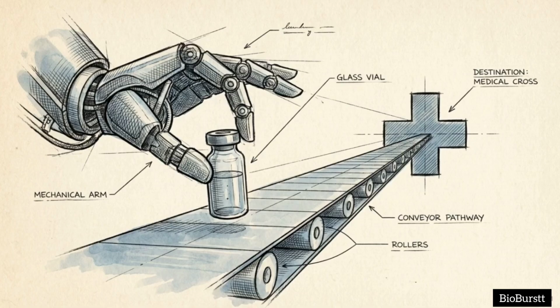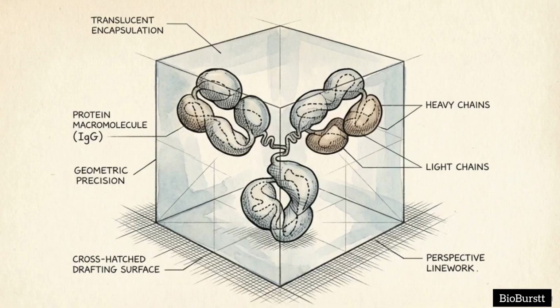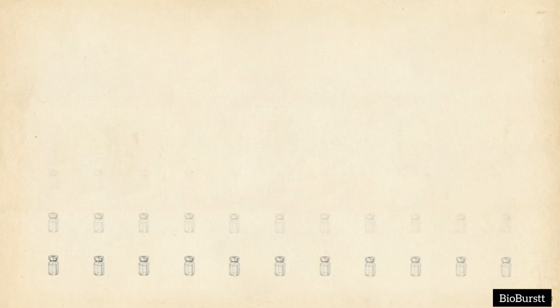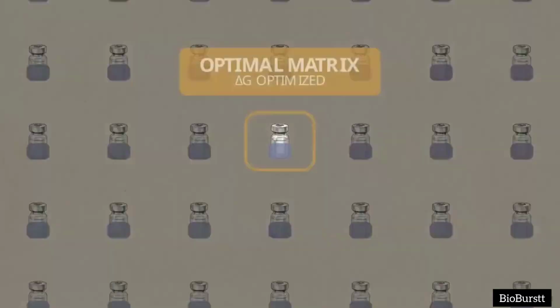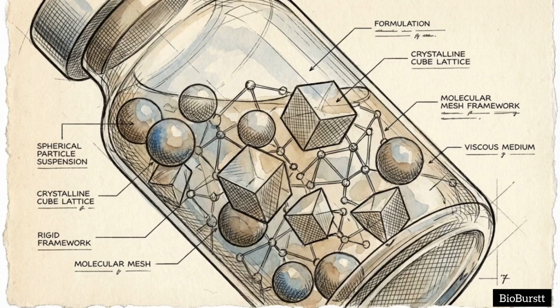Extracting high-resolution data from trace sample amounts ensures that scarce biologic candidates undergo complete thermal profiling early in the development pipeline. Identifying a stable molecule is only the first step. To reach the clinical shelf, that molecule must be formulated into an exact buffer matrix containing precisely balanced excipients and salts to prevent long-term degradation.